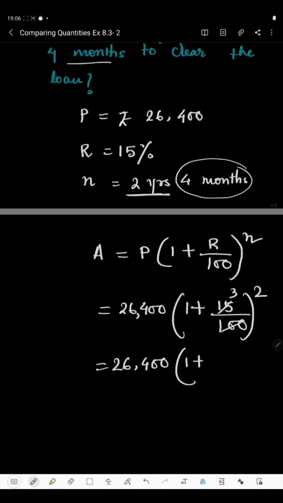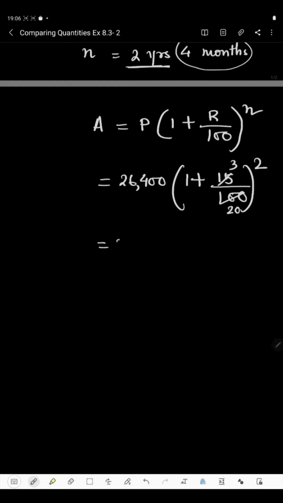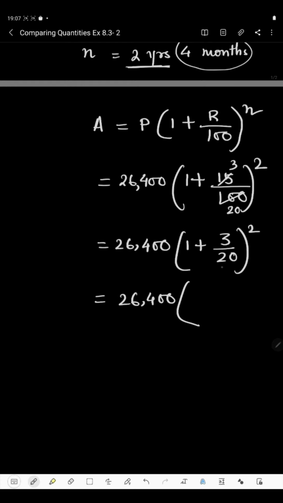So 5 3s are 15, 5 2s are 10, 20. So 26,400 into 1 plus 3 by 20 whole to the power 2. Now 26,400 will remain same. We'll just find the LCM. Here nothing means 1. So 20 into 1 is 20. Now 20 divided by 1, LCM divided by the denominator. So 20 divided by 1 is 20. 20 into 1 is 20. Plus 20 divided by 20 is 1. 1 into 3 is 3. Okay. Now, and whole to the power 2.